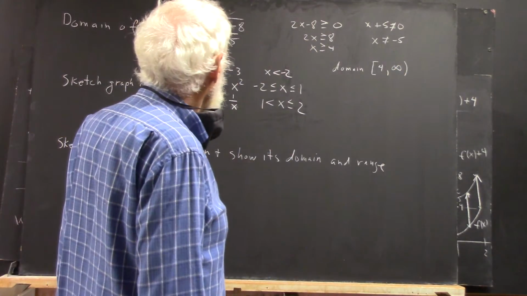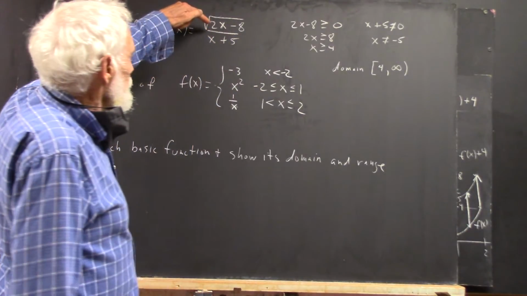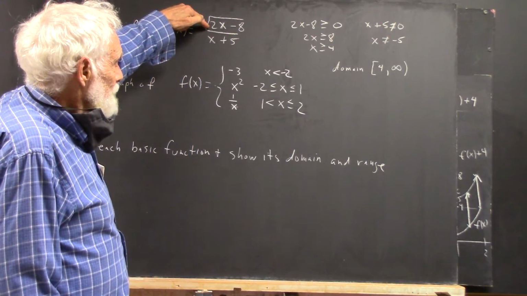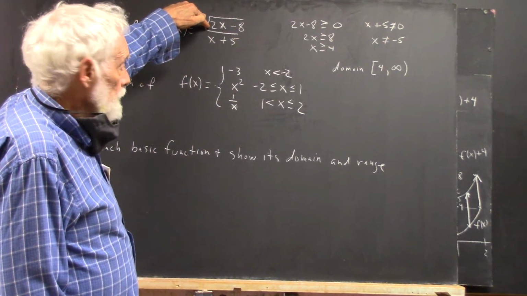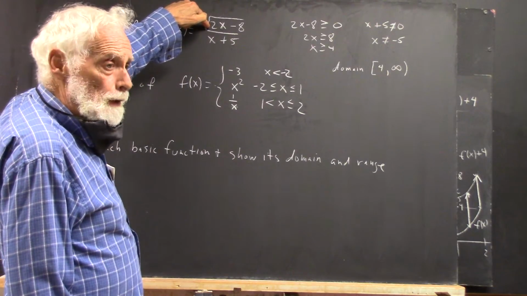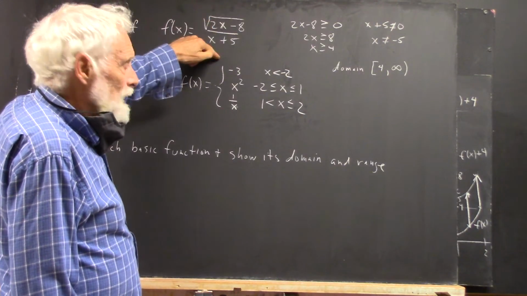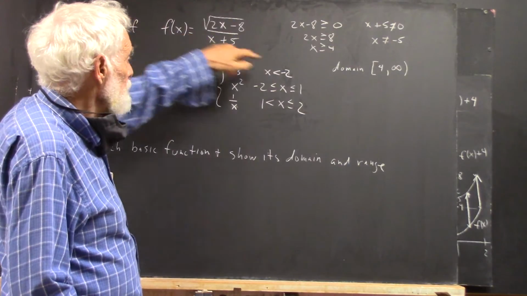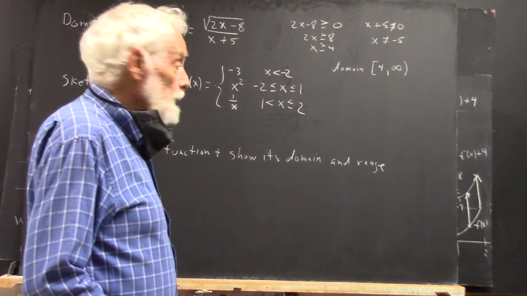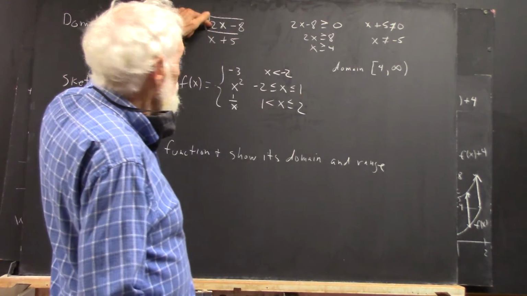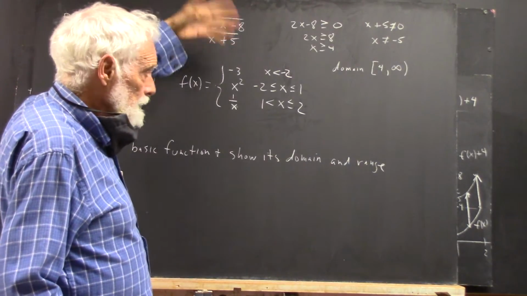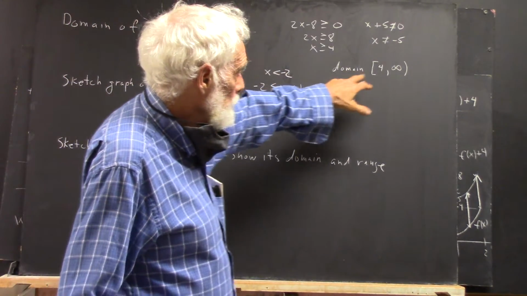4 to infinity, because of course, due to the restriction from the square root of 2x minus 8, x can't be negative 5 anyway. It has to be at least 4. If x was negative 5, you wouldn't have this, so you don't include any numbers less than 4.